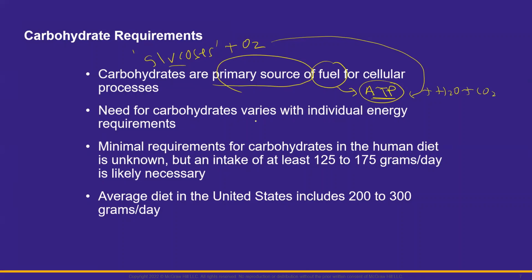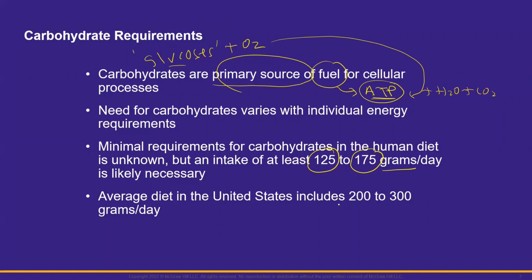Okay, so the need for carbohydrates depends on individual energy requirement. For example, if we are active, then we need more carbohydrate. People that are not really active actually require less carbohydrate. The minimal requirement for carbohydrate in the human diet is unknown, but an intake of at least 125 to 175 grams per day is likely necessary. So about 125 to 175 grams per day is needed.